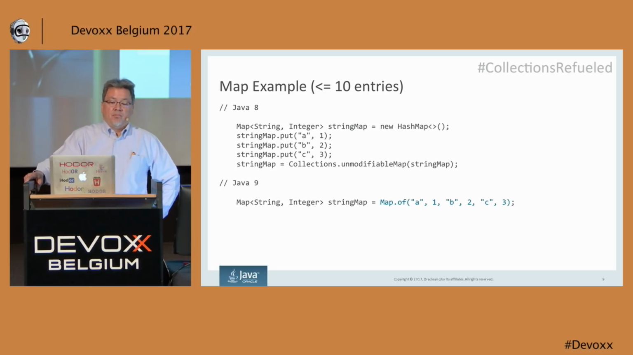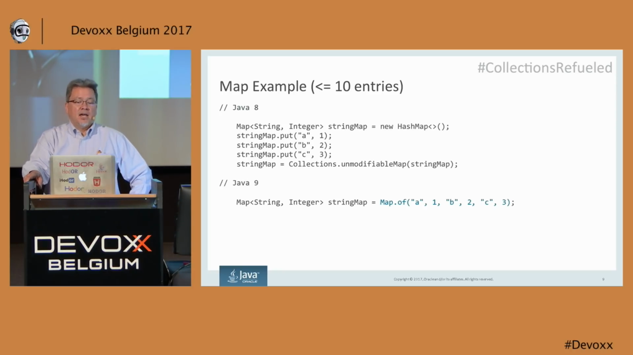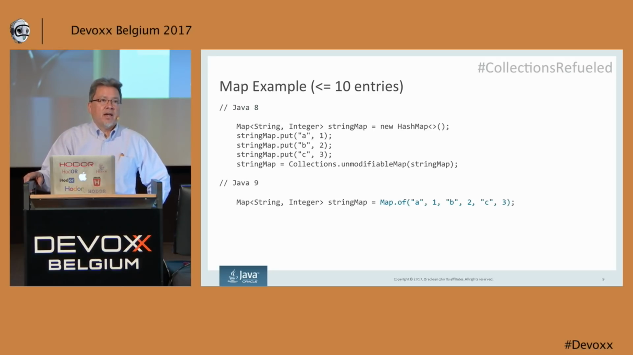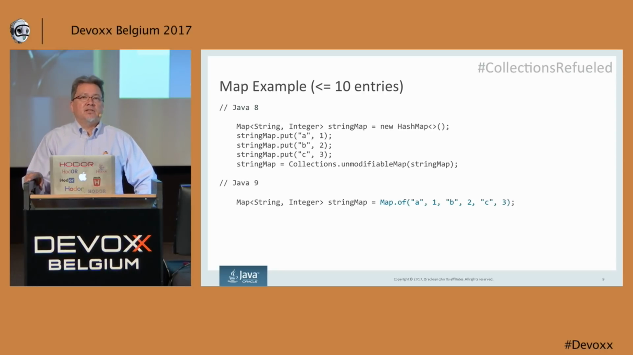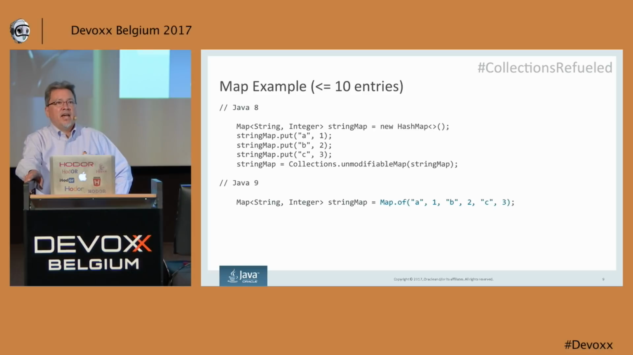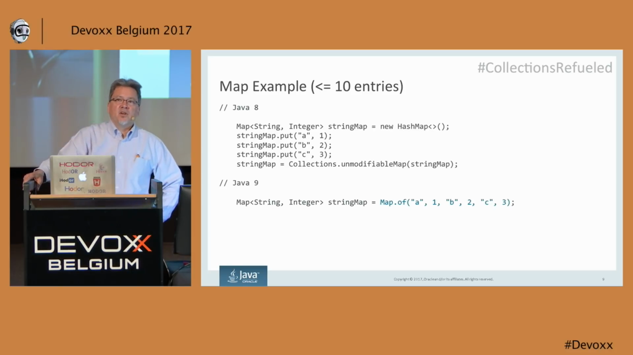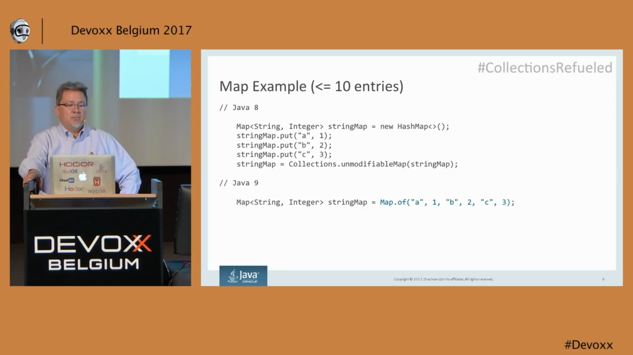All right, so a quick example with map. There's really no good convenient form of doing this prior to Java 9. You had to create a hash map and then just call put a number of times, and then wrap the result in an unmodifiable wrapper. Sometimes you will find people advocating the double brace idiom to initialize a map. Please don't do that. It's beyond the scope of this talk, but there's some very good material out there that tells you why you shouldn't use the double brace idiom.